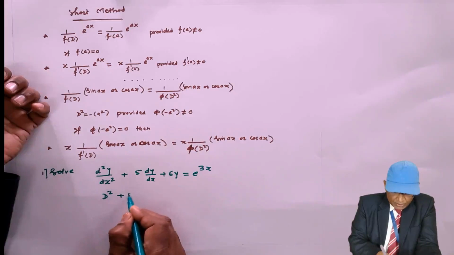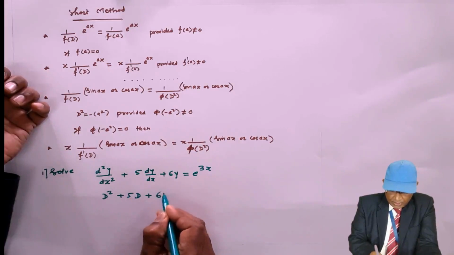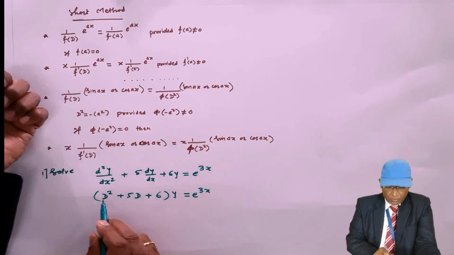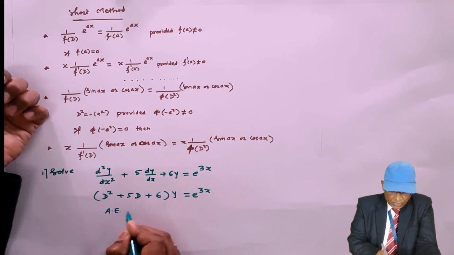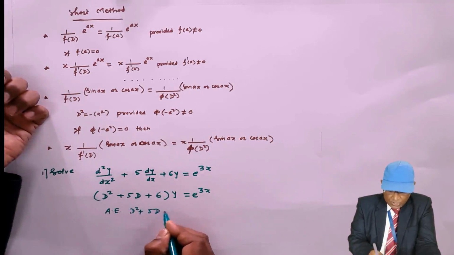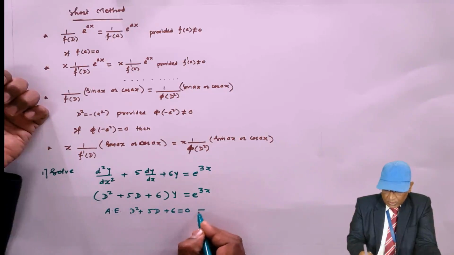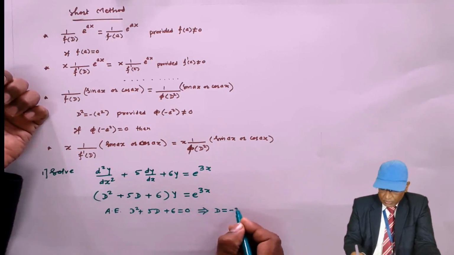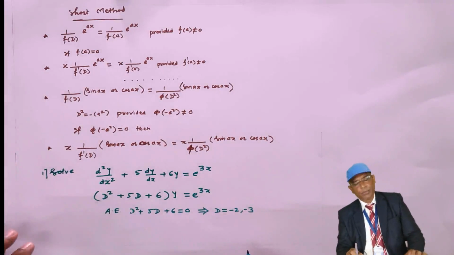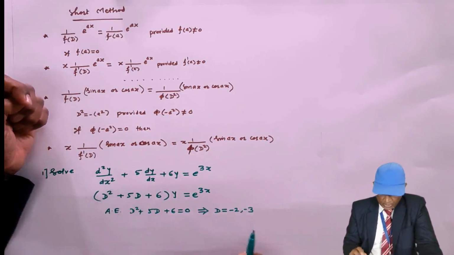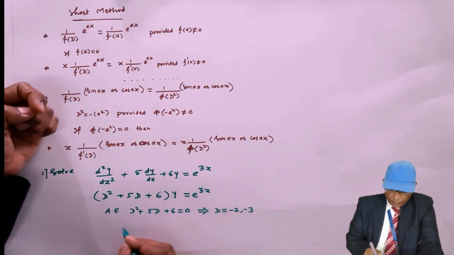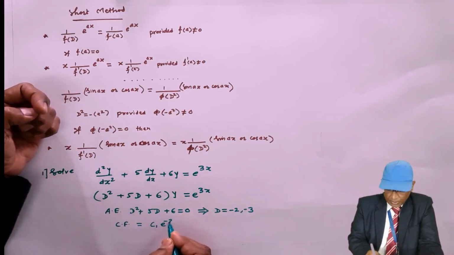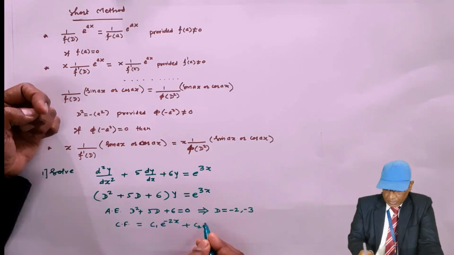I am writing in terms of D, capital D, and capital D is d by dx, derivative with respect to x. Okay, in terms of D I have written, then auxiliary equation D square plus 5D plus 6 equal to 0. Then using calculator, or you can find out the roots very easily, but manually also, D equal to minus 2 and minus 3. Now, complementary function, roots are real and different: c1 e to the power minus 2x plus c2 e to the power minus 3x. This is the complementary function.